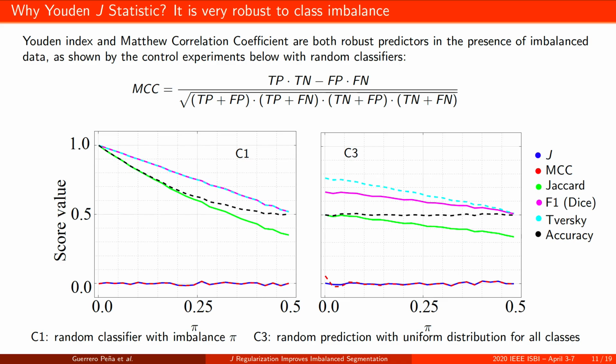The score value on the y-axis tells us the ability of the measure to handle class imbalance. We want this to be flat 0. From all tested surrogates, only Youden and the Matthews correlation coefficient are invariant to class imbalance. The advantage of Youden over Matthews is the simplicity of its expression in terms of computation and understanding. The idea of using these random classifiers C1 and C3 to test predictions is not from us, it's from the literature.